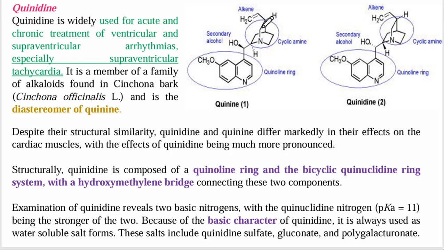This is generally extracted from the cinchona bark, Cinchona officinalis, an alkaloid. Structurally, it consists of a quinoline ring, a bicyclic quinuclidine ring system, and a hydroxymethylene bridge. Generally, it has two basic nitrogens, that is, a quinuclidine nitrogen with a pKa of 11, and obviously it has a basic character.